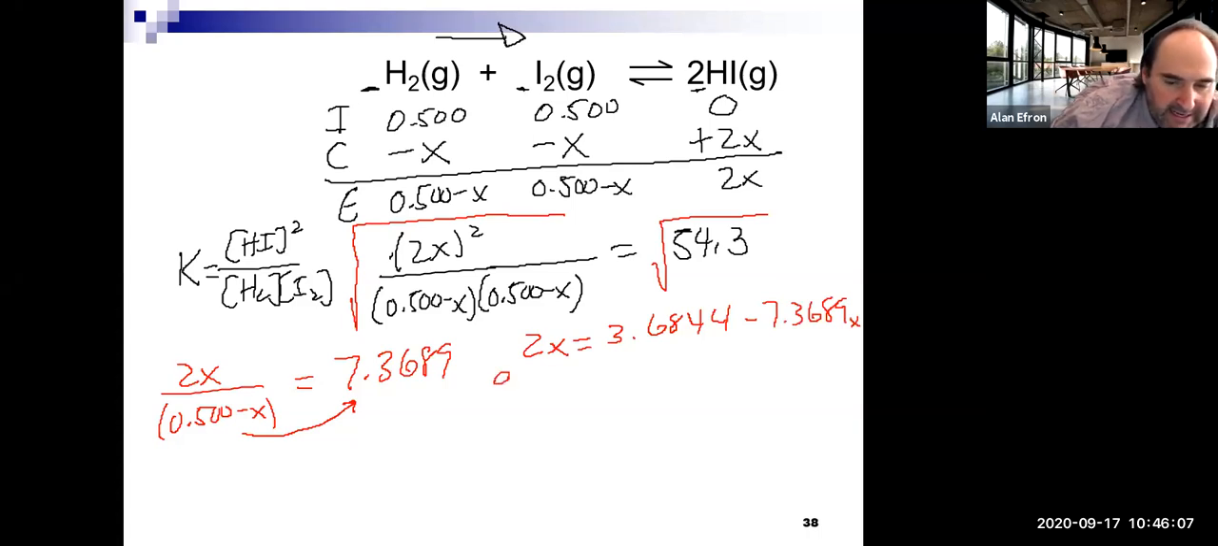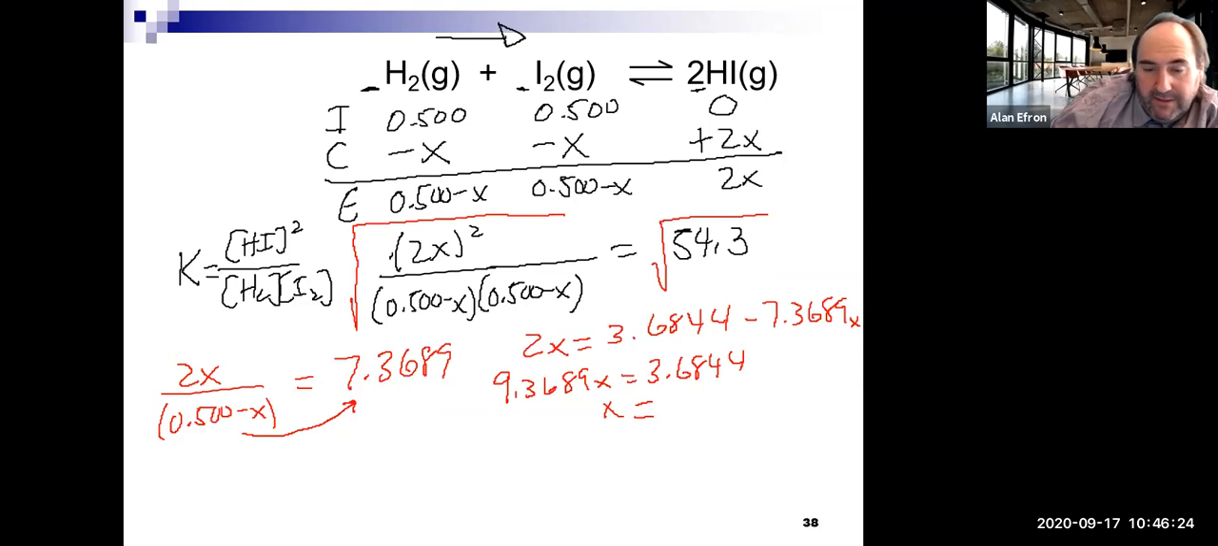Going to combine the x's on the other side. That's going to give me 9.3689x is equal to 3.6844. I'm going to divide that to the other side, and if I do all that good math, I end up with an x value of 0.393 in this particular case. Question on that part of it there?